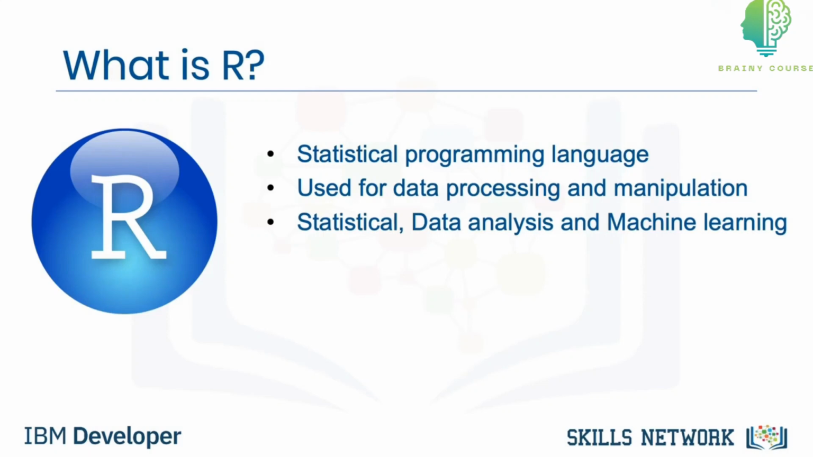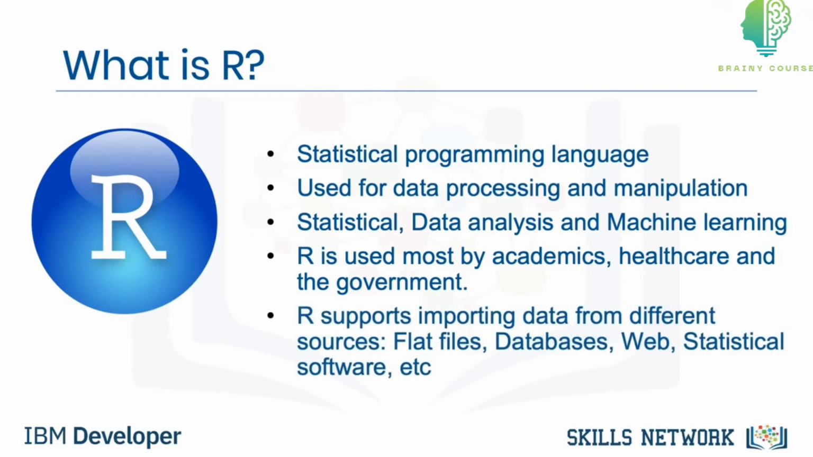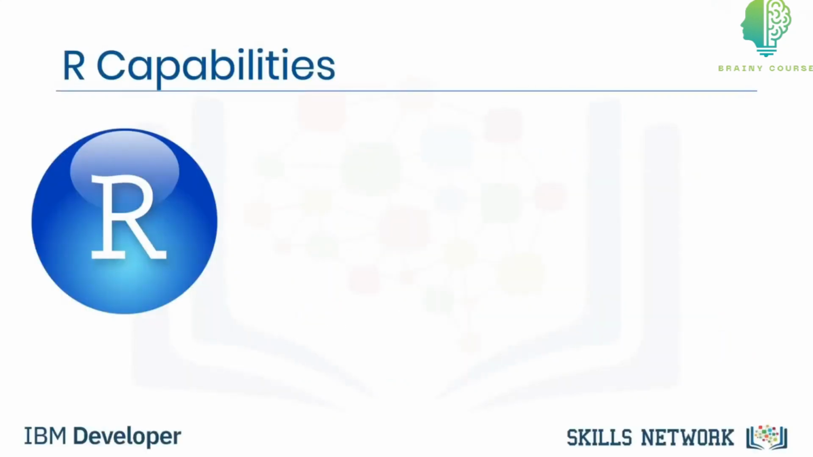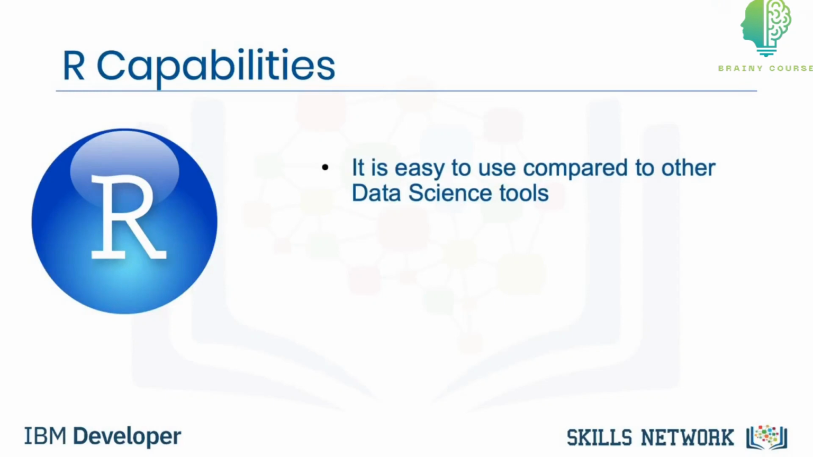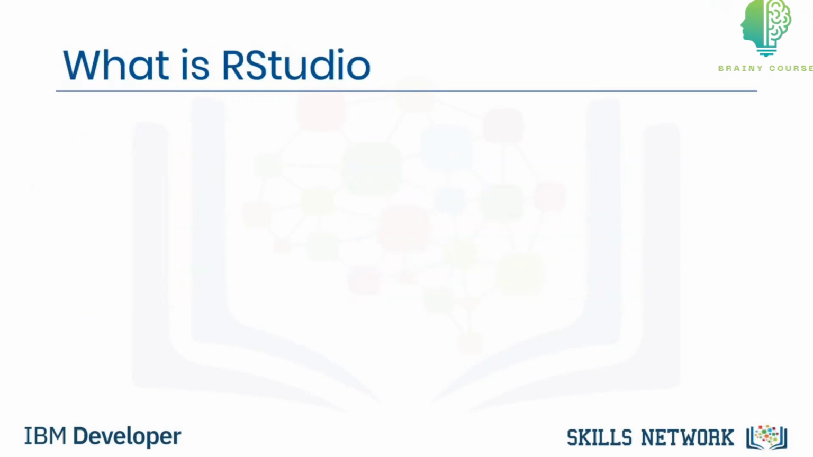Based on 2017 Stack Overflow visits, they found that R is most used by academics, healthcare, and the government. R has many functions which support importing data from different sources. For example, flat files, databases, the web, and statistical software like SPSS and Stata. R is a preferred language for some data scientists because it is easy to use the functions within R. It is also known for producing great visualizations and readily available packages to handle data analysis without the need to install any libraries.